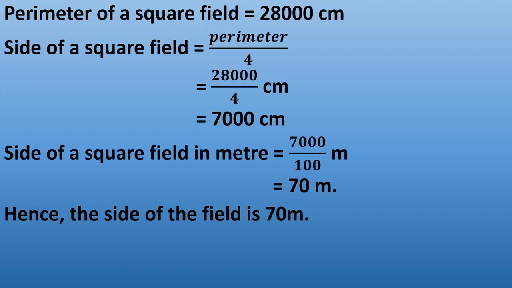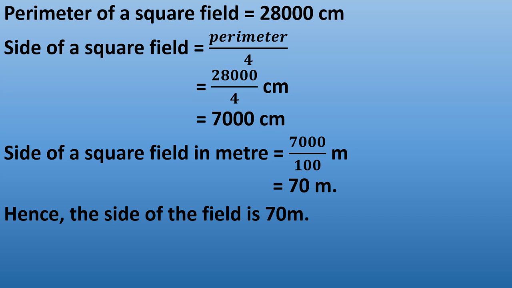So side of a square field in meter is equal to 7,000 divided by 100, because 1 meter equals 100 centimeter. So we have to divide it by 100, which is equal to 70 meter. Hence the side of a square field is 70 meter. Clear?